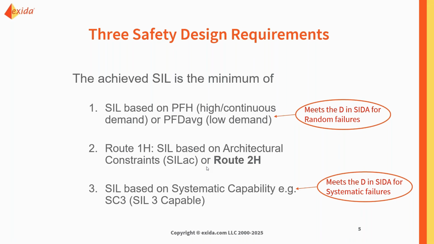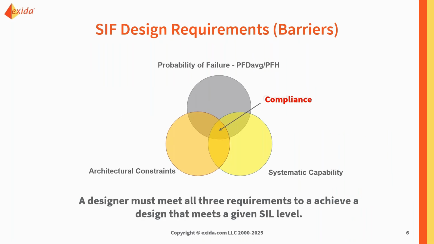So like I said, we have to meet all 3. And we will be limited to the lowest SIL achieved. So for example, if our target was we needed a SIL 2 SIF, our systematic capability was SIL 3, the hardware fault tolerance met SIL 2, but our PFDavg only met SIL 1, then we would be limited to SIL 1 and we wouldn't meet our target of SIL 2. So like I said, we have to meet all 3 in order to achieve the target SIL.